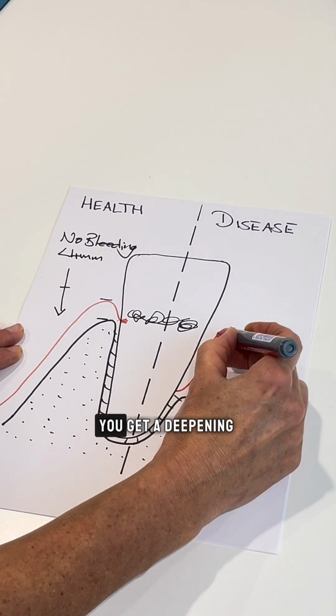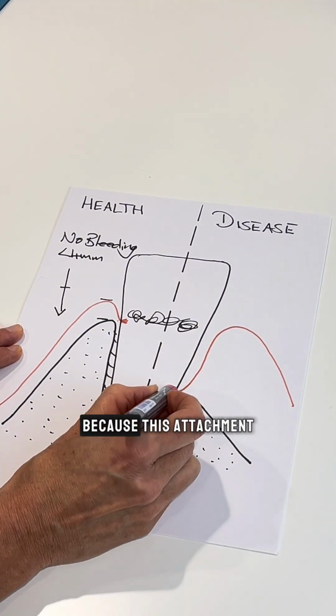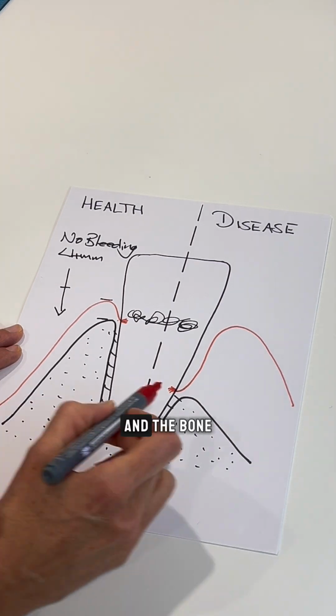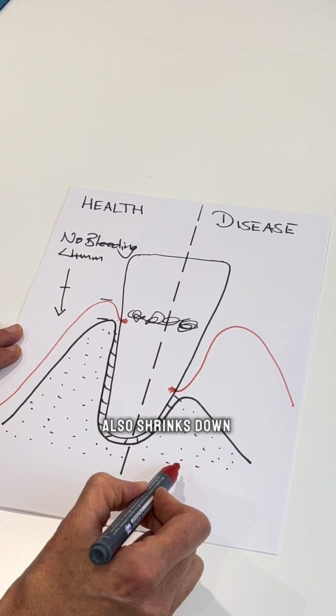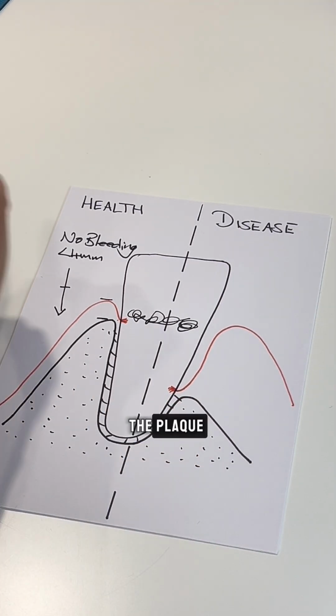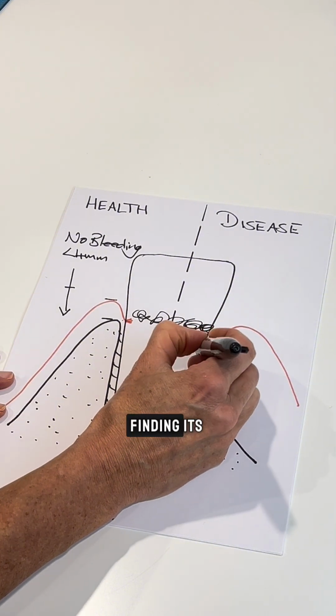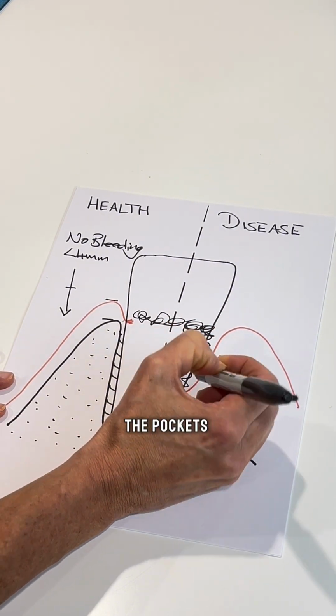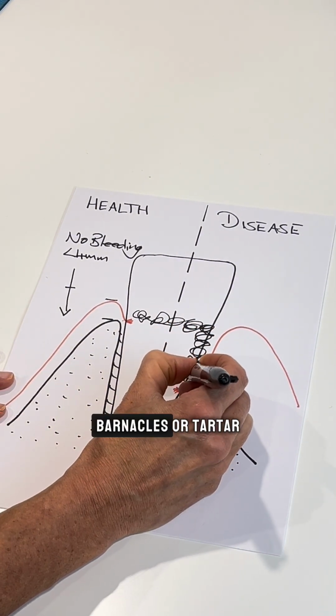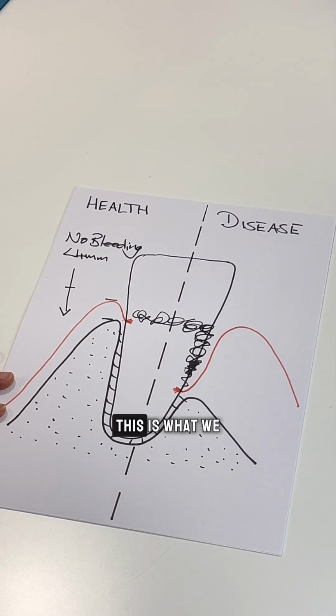And that's where you get a deepening of the gum pocket because this attachment has moved down and the bone also shrinks down over time. That results in the plaque and the bacteria finding its way down inside the pockets and forming hard barnacles or tartar. This is what we describe as periodontitis.